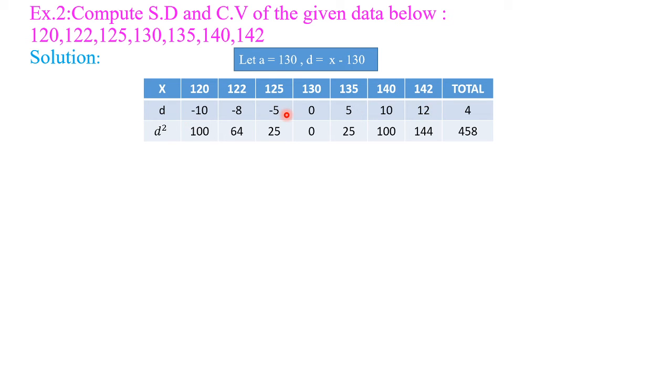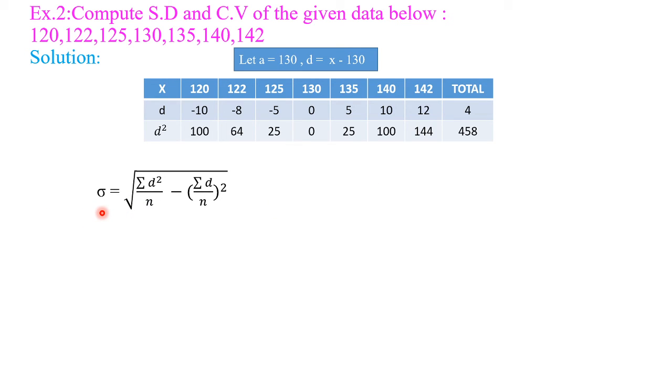Then summation of d: minus 10 plus minus 8 plus minus 5 plus 0 plus 5 plus 10 plus 12 is equal to 4. Then d square: minus 10 square is 100, minus 8 square is 64, minus 5 square is 25, 0, 0, 5 square 25, 10 square 100 and 12 square is 144. Then summation of d square is 458.